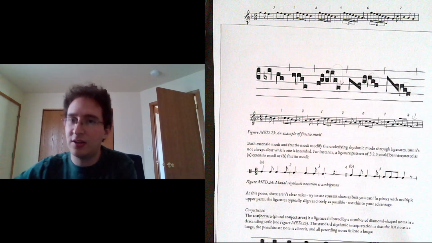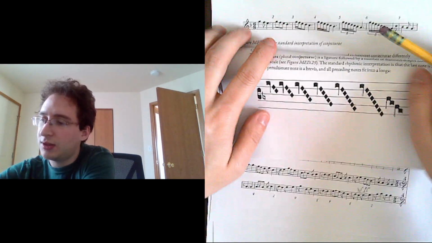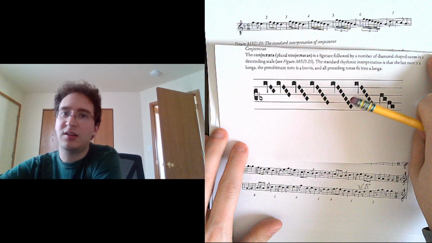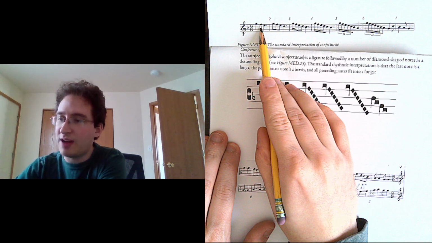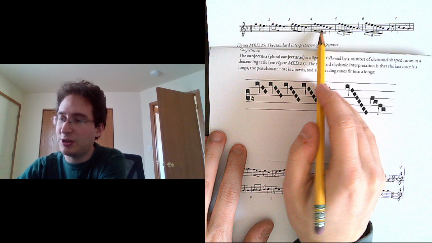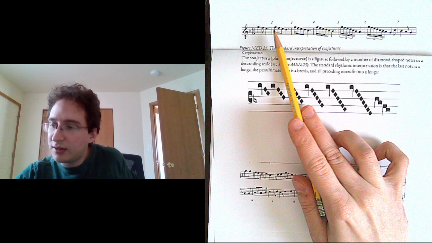So looking at this, we would transform it into this. Last note is going to be a longa, note before it is going to be a brevis, and then everything else we just smash in.